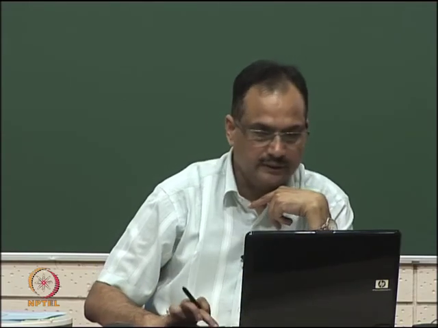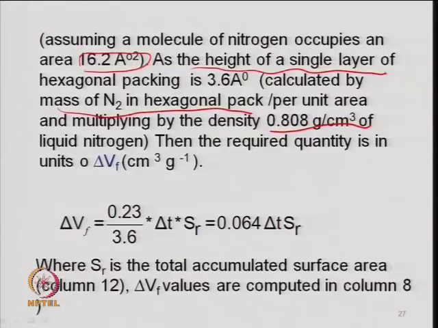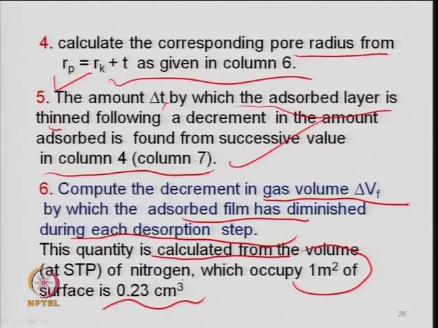So, if you know that, which we are saying is roughly 3.6 angstrom, you can calculate the required quantity in the units of delta V f. So, what is delta V f? You just try to understand again: the decrement in the gas volume by which the adsorbed film has diminished.